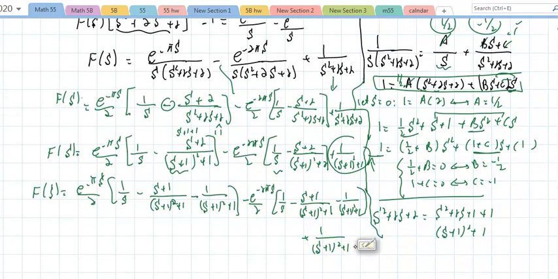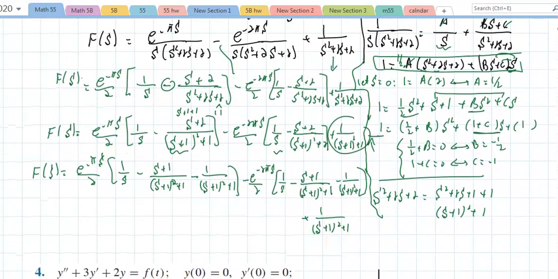Now that I have this, I could apply the inverse Laplace transform on it. I could say, well, if I apply the inverse Laplace transform on this, I will get f of t, which is the solution. I'll talk about what that means in a minute. And let's get this straightened out.